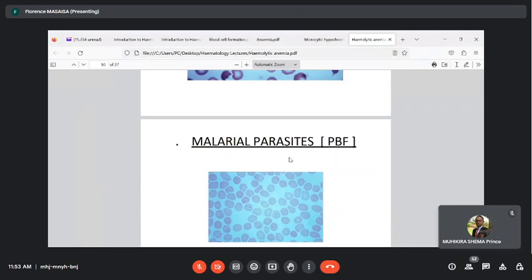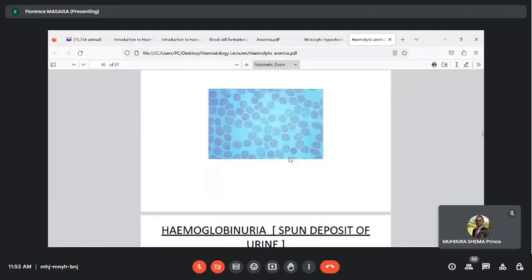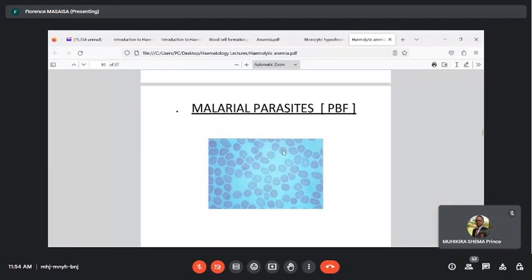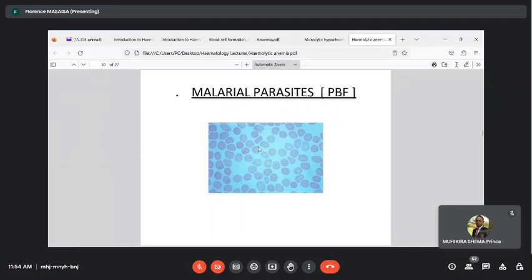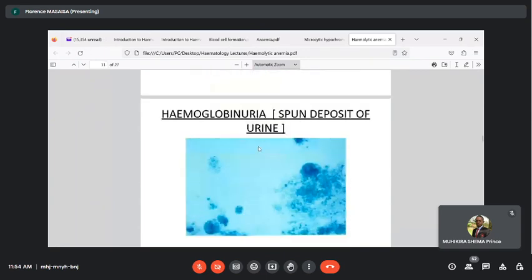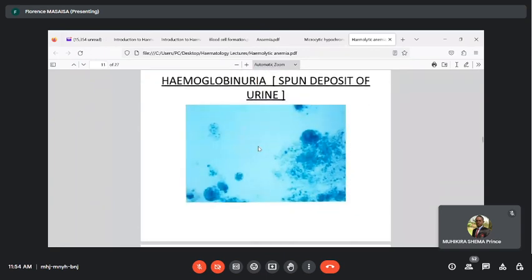Next, what do you see here? You see malaria parasites. Have you been in parasitology? So you can see from the peripheral blood film the malaria parasite there. Hemosiderinuria, deposit of iron in the urine.